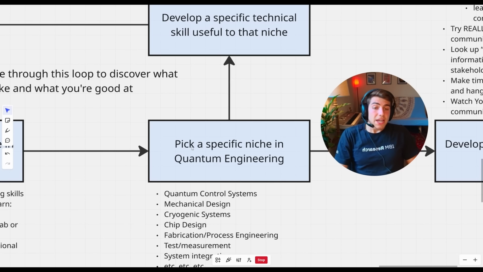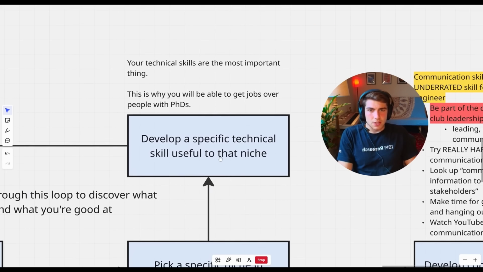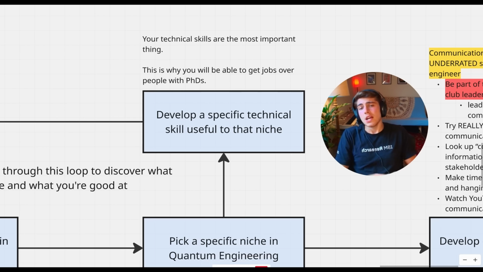Once you've picked a specific niche in quantum engineering, you then want to develop a specific technical skill in that niche. And again, your technical skills are the most important thing for getting a job in quantum computing and quantum engineering. Honestly, your technical skills and what you focus on here might be the reason they hire you over somebody with a PhD in quantum computing or theoretical quantum physics. I'm not necessarily saying that you with a bachelor's or a master's is always going to be better than those people. But if you focus on learning stuff that is directly applicable to what the industry needs, you're going to get a job. That's basically what I did, right?